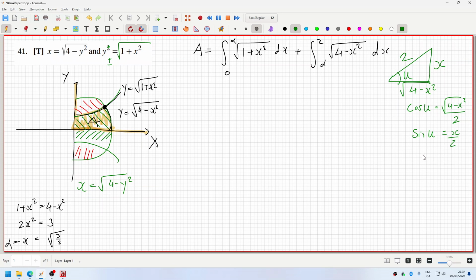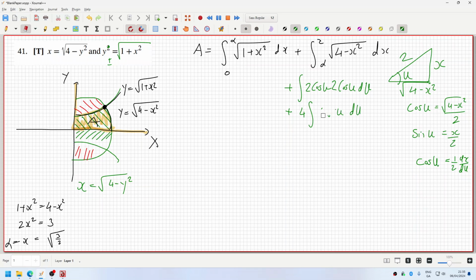And you could say cos u equals a half dx du. So this one here, you could change that into 2 cos u, and then the dx is another 2 cos u du. So that would be 4 integration of cos squared u du.